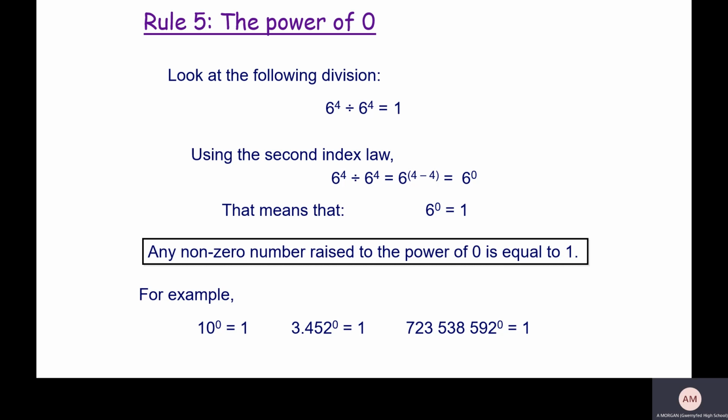It seems confusing. It seems like anything to the power 0 should be 0, but it's not. Anything to the power 0 is 1. And it's because of that second index law. And it's also because powers are repeated multiplication. When you start with multiplication, you start with 1 times something. That's what all your times tables start with. So the starting point for multiplication is 1. So if I don't do any multiplication, I'm still at 1.